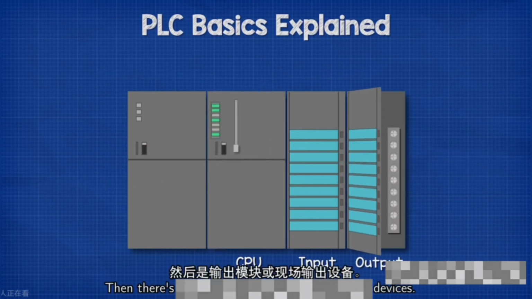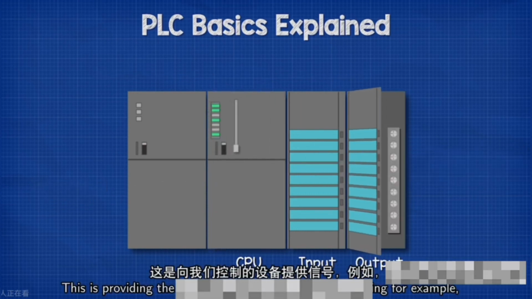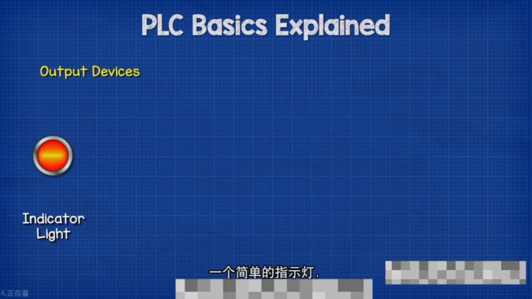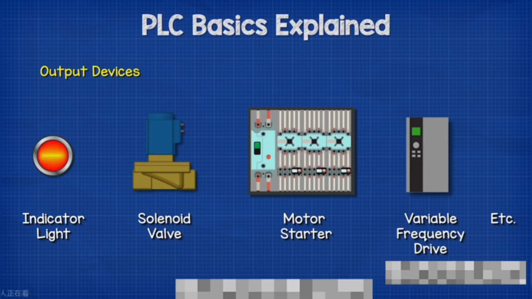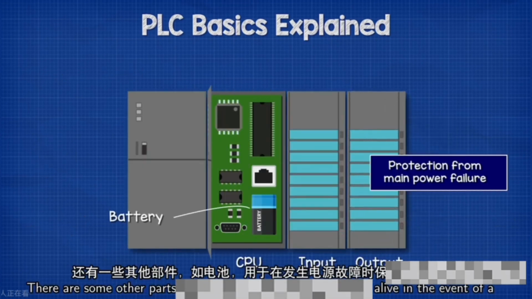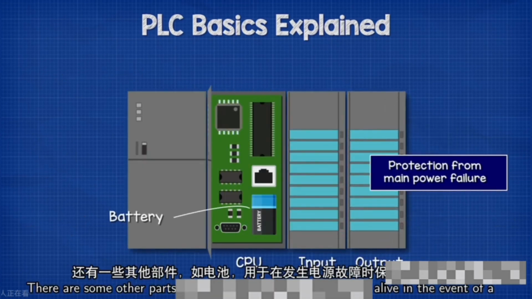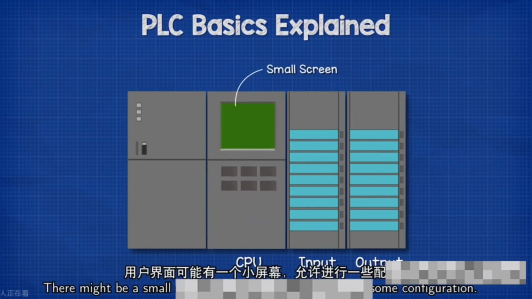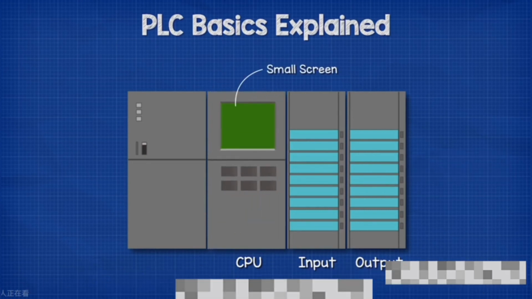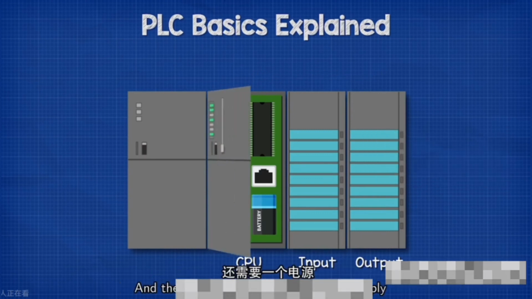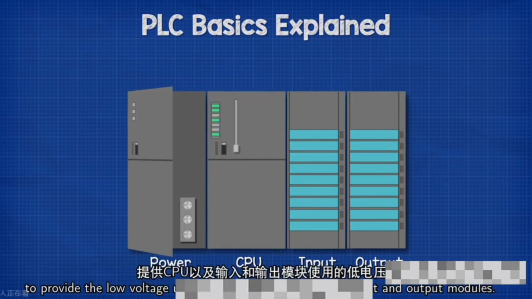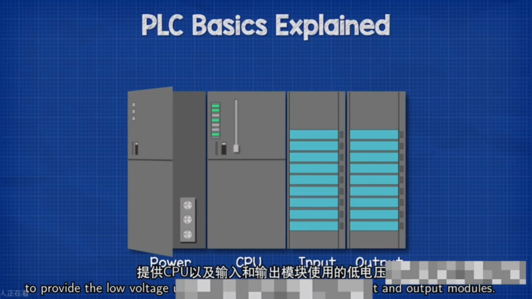Then there's the output modules, or field output devices. This is providing the signal to the device we are controlling. For example, a simple indicator light, a solenoid valve, a motor starter, a variable frequency drive, etc. There are some other parts, such as a battery to keep the PLC alive in the event of a power failure. There might be a small screen for a user interface to allow some configuration. There will need to be a time clock and calendar to operate a device at the correct time. And there will also need to be a power supply to provide the low voltage used by the CPU as well as the input and output modules.